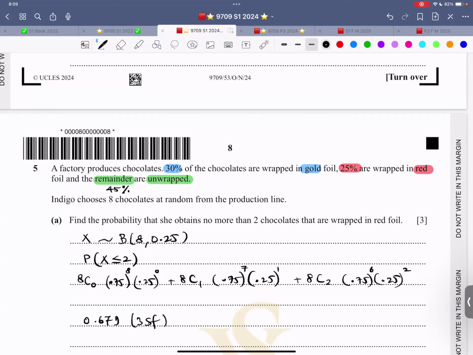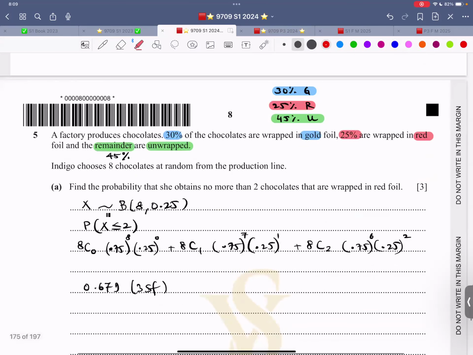So now there are 3 colors. There is 30% gold and 25% red, and then there is 45% that is unwrapped. The blue one is the gold one. The red one is the red one. Now these are the 3 colors. Now it says Indigo. That's the name of a person. It's also a color. Indigo chooses 8 chocolates at random.